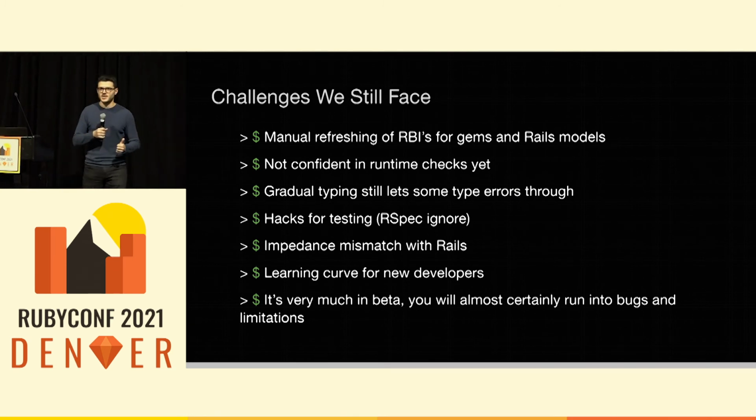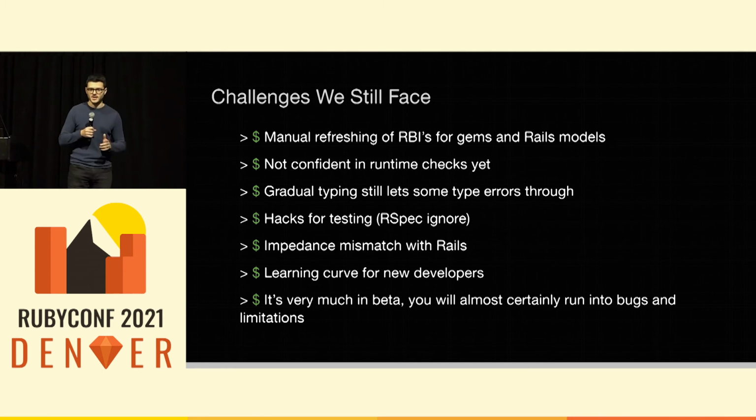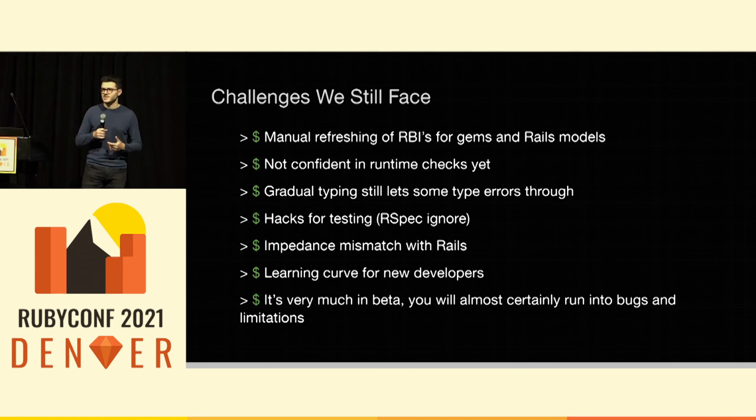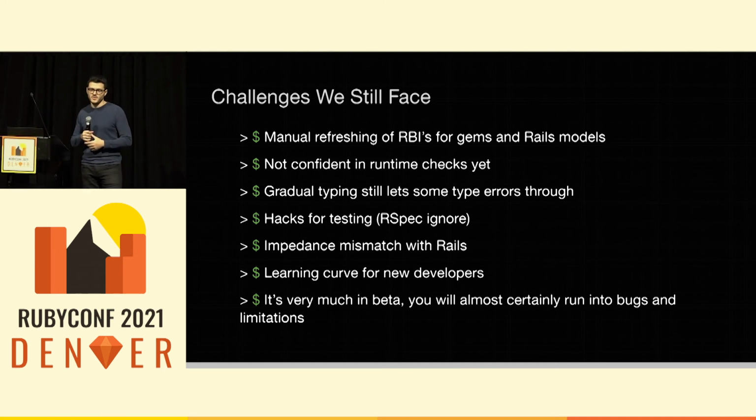I crammed all of our challenges here, and it makes it look way worse than it is. But I've talked a lot about RBIs and these utilities and generating these things, and it's kind of a pain. We haven't figured out a solution around automating some of these things. We have at least 3 rake tasks that we have to occasionally run to make sure that our types haven't fallen out of sync. We've kind of learned to live with it, but we certainly don't love it.